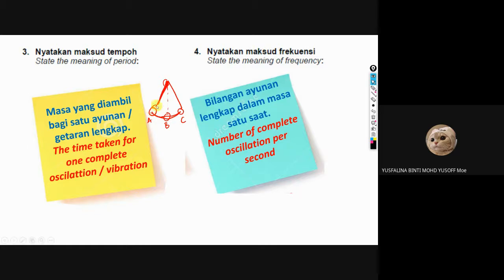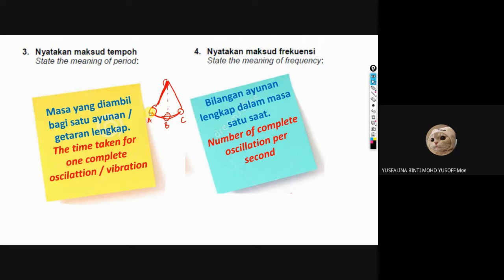So what is the time taken? From A go to B, go to C, and go back to B, and back to A, to its initial position. This is called a period. Let's say from A, B, C, B, A the time taken is 5 seconds. So the period is 5 seconds. That's the meaning of period.